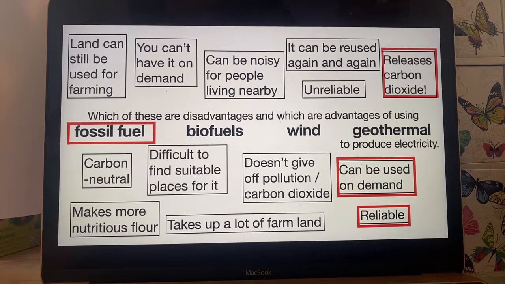Wait, I haven't put one on here. That's an extra question for you. Which downside to fossil fuels have I not put on here?